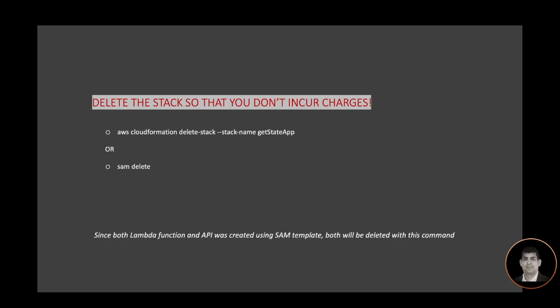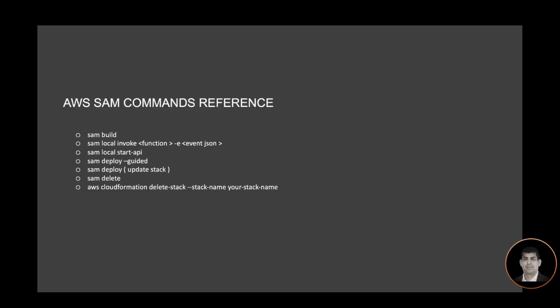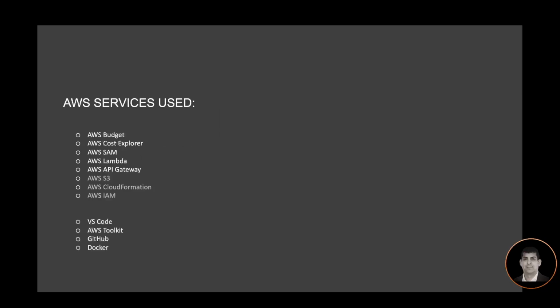So this is a very important step. Once you're done with your workshop, make sure you delete this stack so that you don't incur charges. You can use the AWS CloudFormation command, or you can simply use SAM delete. In this case, since both the Lambda function and API were created using the SAM template, both will be deleted with this command. Here is a handy reference for some of the important AWS SAM commands: build, local invoke, local start API, deploy, and delete.